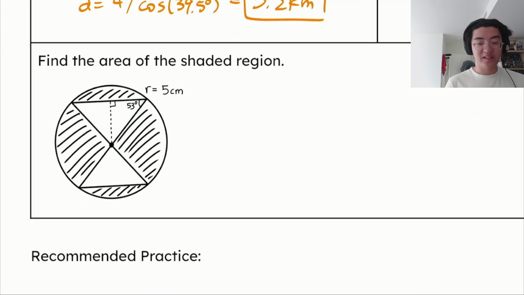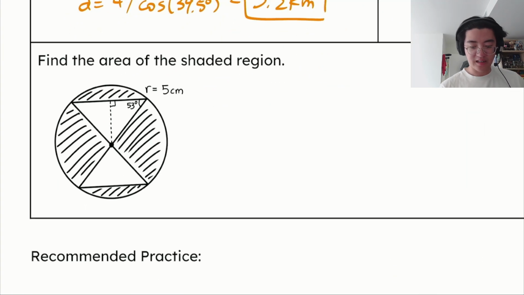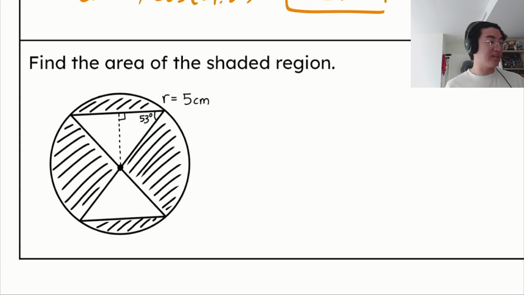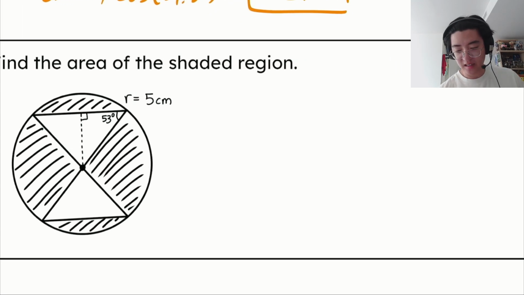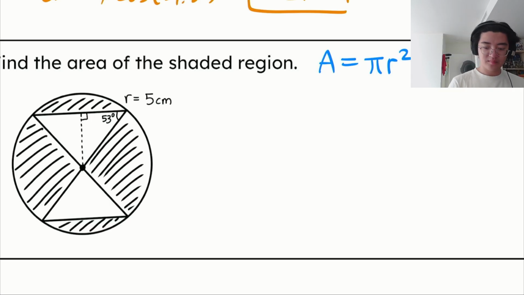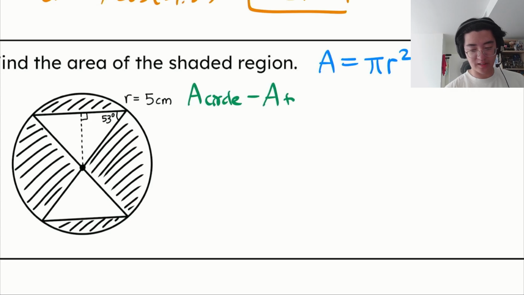Okay, here's another hard one. Area of the shaded region. We know this right here is a circle. Area of a circle is pi times radius squared. And for the shaded region, we just need to find the area of the circle and then subtract it by the area of the triangles.